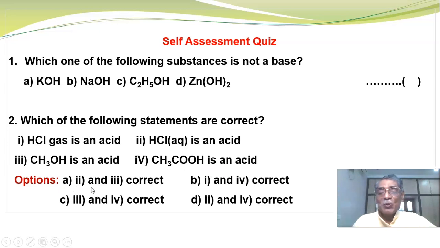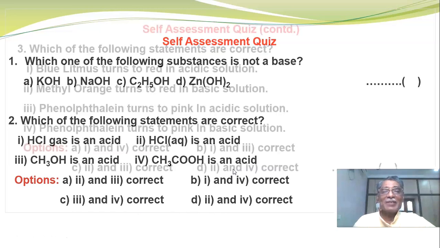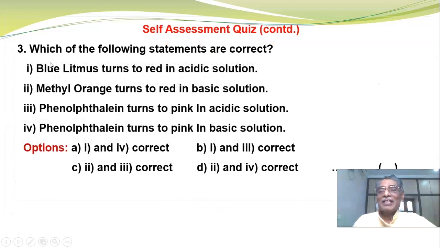Options. Option A. 2 and 3 correct. B. 1 and 4 correct. C. 3 and 4 correct. D. 2 and 4 correct. Question 3. Which of the following statements are correct? 1. Blue litmus turns to red in acidic solution. 2. Methyl orange turns to red in basic solution. 3. Phenolphthalein turns to pink in acidic solution. 4. Phenolphthalein turns to pink in basic solution.